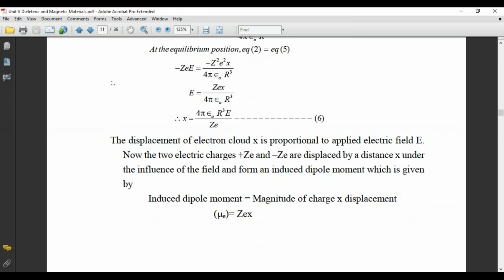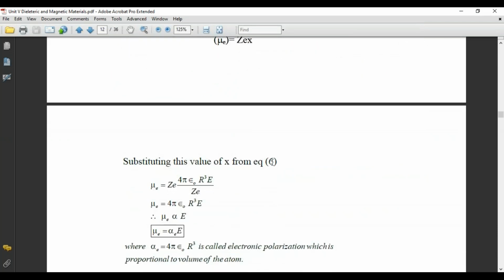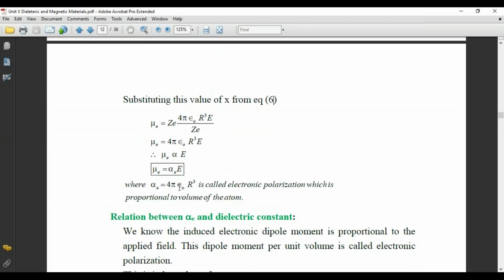When you see the displacement of the electron cloud, x is proportional to the applied electric field, that causes polarizability in the case of dielectric material, that causes a dipole moment in the dielectric materials. The induced dipole moment is the magnitude of the charge, this is what is called magnitude, times the displacement, that is x. Substituting the value of x from equation 6, we get mu equal to Ze times 4 pi epsilon naught R cubed E by Ze. Then mu equals 4 pi epsilon naught R cubed E. So mu is proportional to E, then mu equals alpha E. If we compare these two equations, we get alpha e equal to 4 pi epsilon naught R cubed.